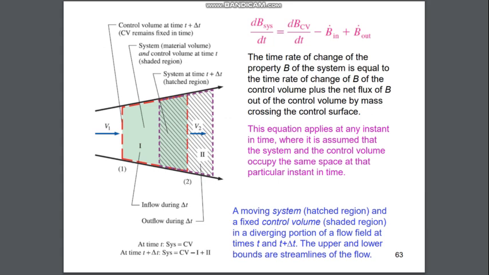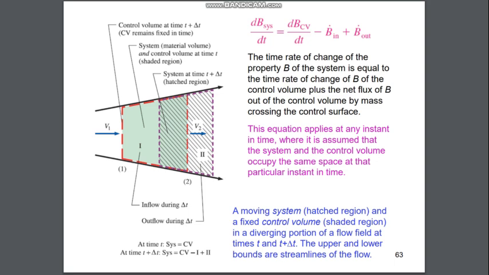Okay. Subtracting the first equation from the second one and dividing by the time change t gives this equation, where dB system over dt equals dB CV, the control volume, over dt minus B inlet.